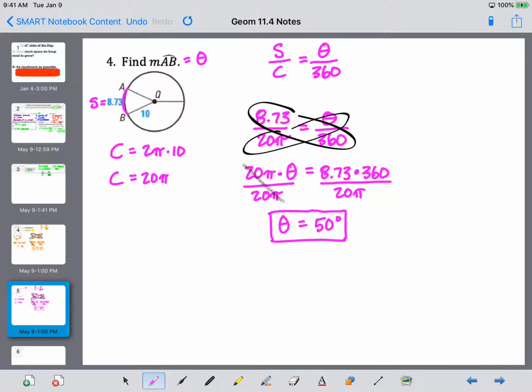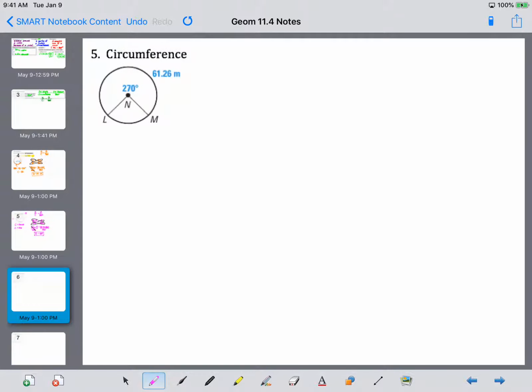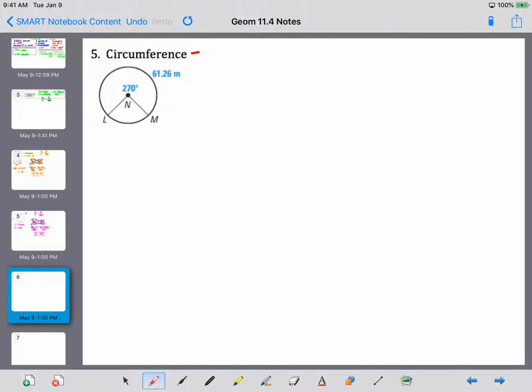All right, let's plug along here. So we solved one problem for S, one problem for theta. We haven't solved one for C yet, so that might be where we're going here. It is! All right. So we are going to find the circumference of this circle. Let's see what they give us. They tell us the arc length from L to N. So this major arc is 61.26 meters, so that's our S. They give us theta in here. They tell us that's 270.